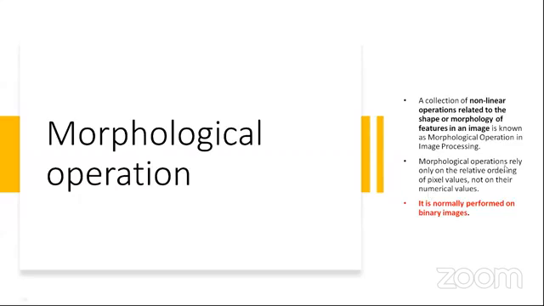So morphological operations rely on a relative ordering of the pixel value, not on their numerical value. And the important thing is it is normally performed on a binary image. So how are we going to convert the image to a binary image? That's why we need to apply a thresholding. Thresholding basically converts the image into a binary format. By binary, I mean we only have two values, 0 and the maximum 255.